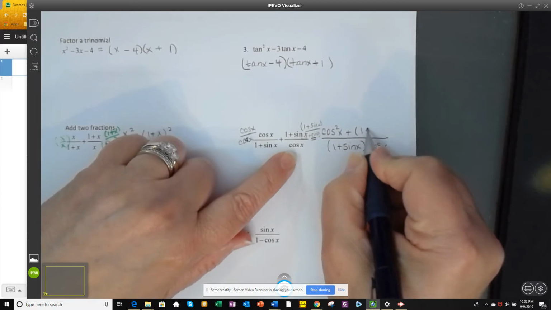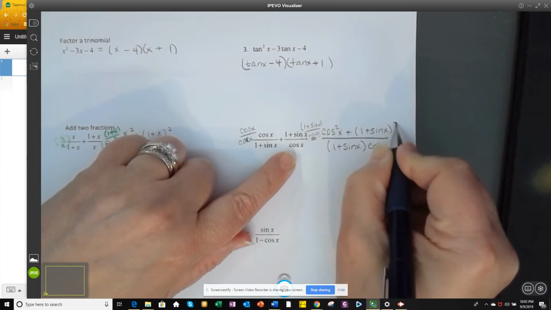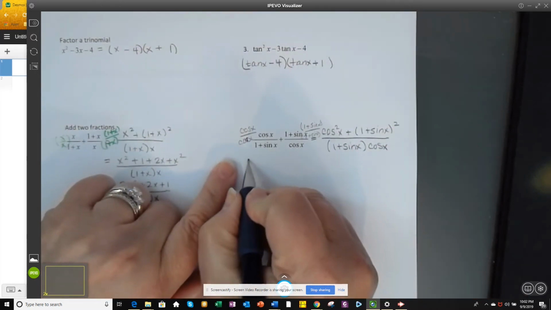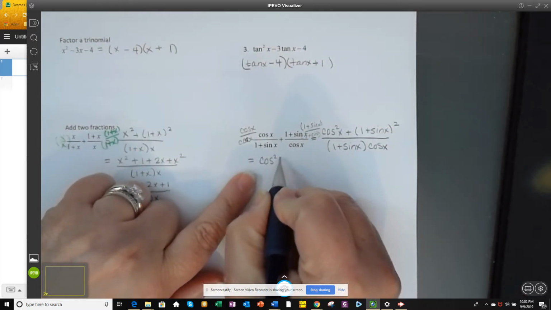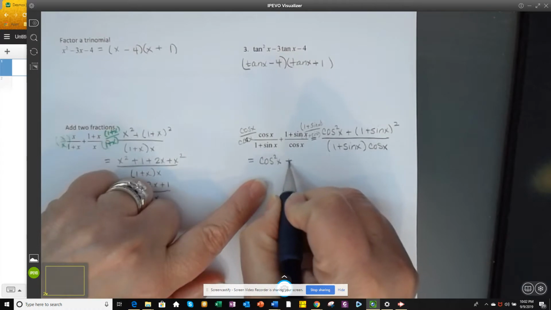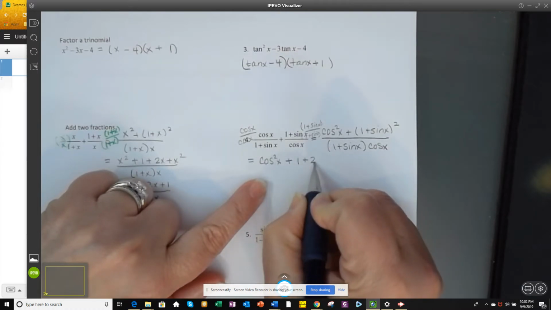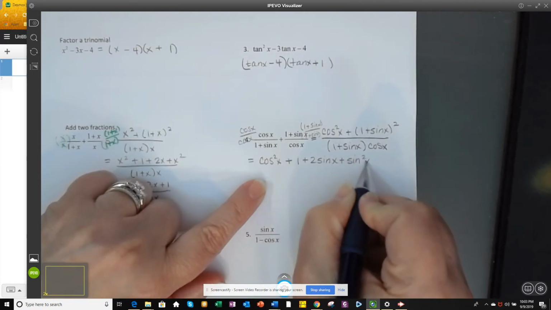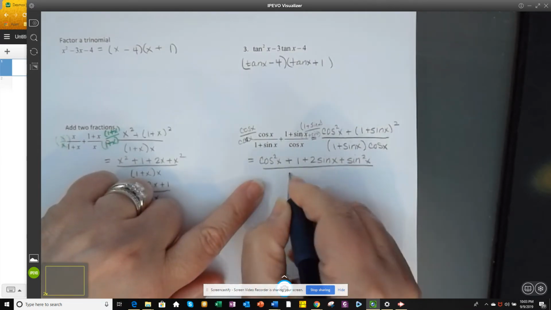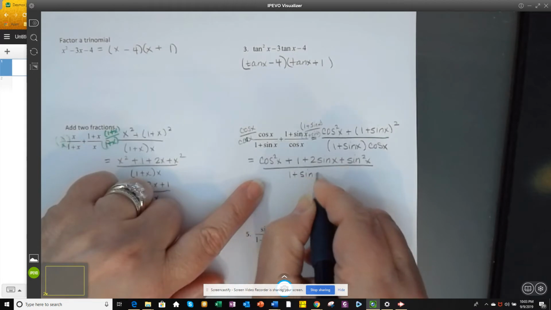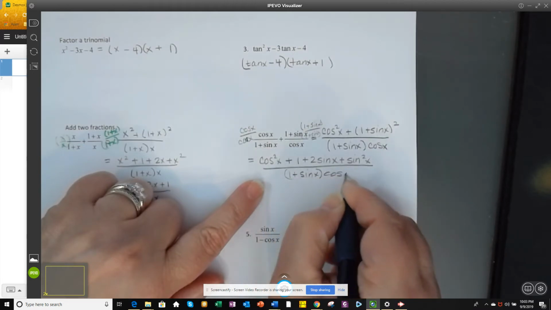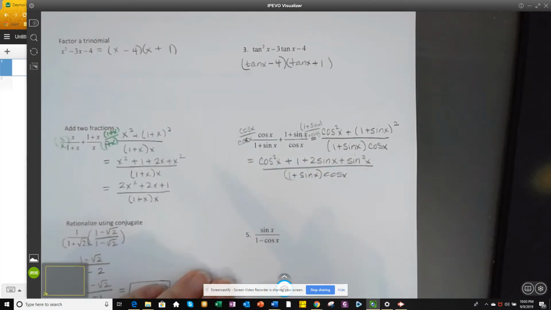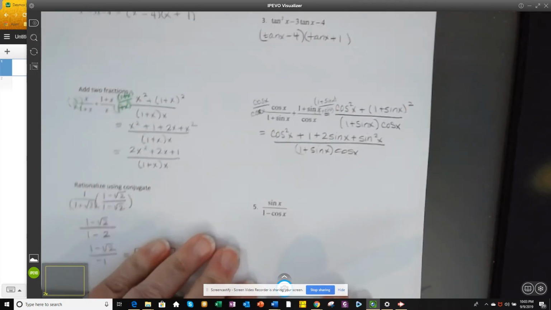So this will be 1 plus sine x quantity squared, and we're going to expand it just like we expanded this one. And that means we're going to get cosine squared x plus 1 plus 2 sine x plus sine squared x all over 1 plus sine x times cosine x. All right, so we've done algebra with trig functions. And now we're going to use the conjugate with trig functions.